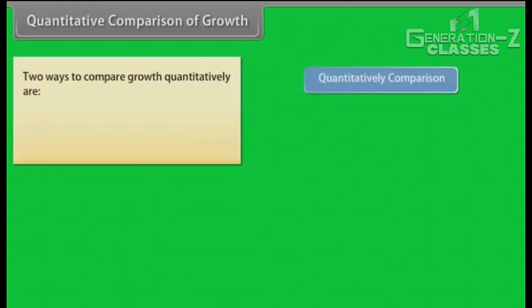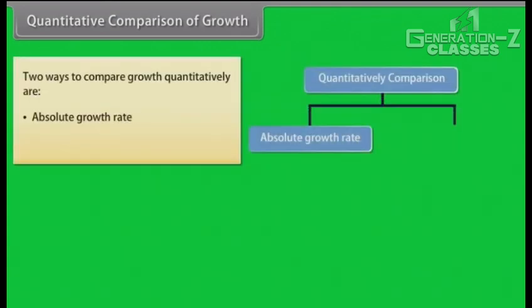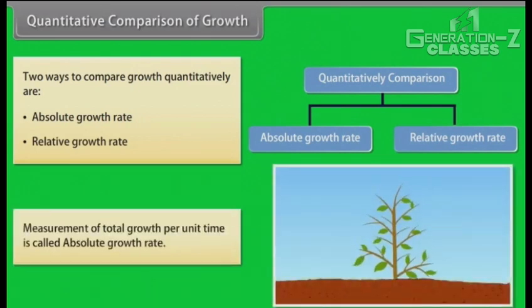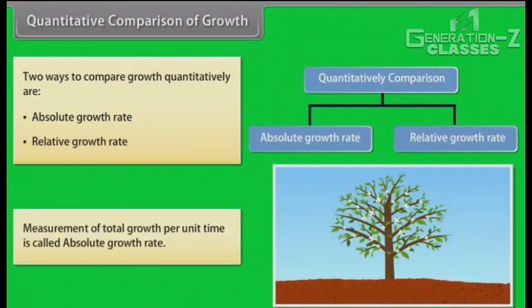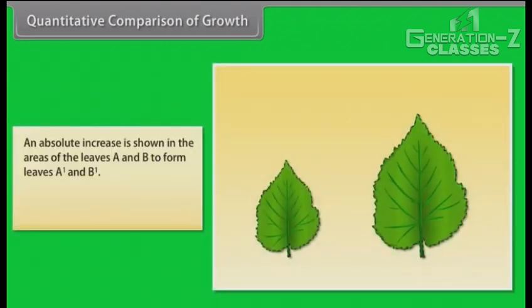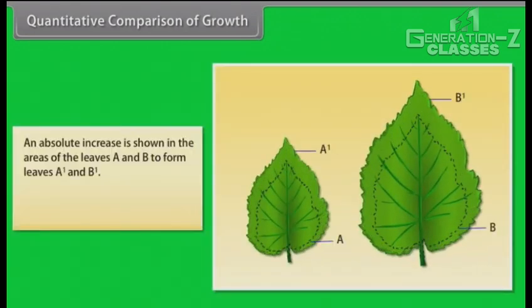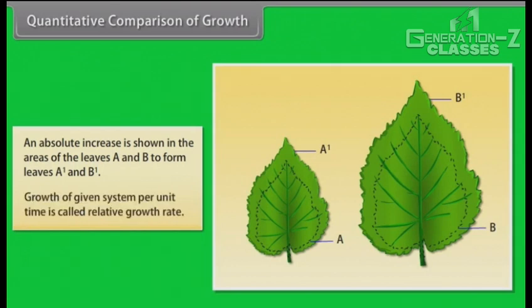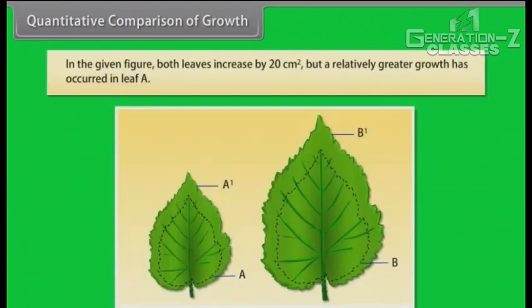Quantitative comparison of growth. 2 ways to compare growth quantitatively are absolute growth rate and relative growth rate. Measurement of total growth per unit time is called absolute growth rate. An absolute increase is shown in the areas of the leaves A and B to form leaves A1 and B1. Growth of given system per unit time is called relative growth rate. In the given figure, both leaves increase by 20 cm square, but a relatively greater growth has occurred in leaf A.